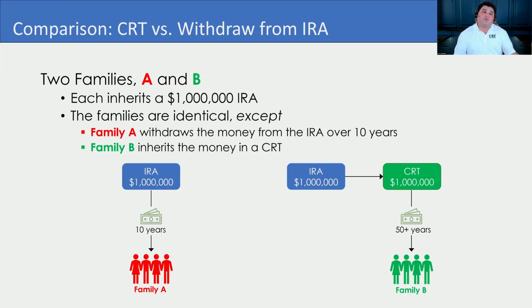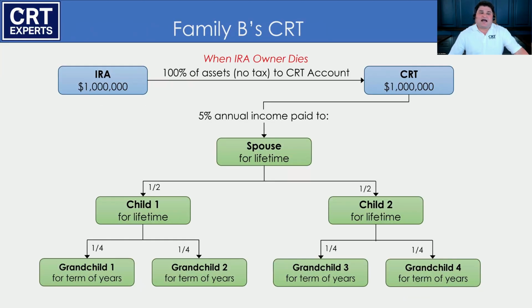In our example here, we have family A, who's going to take the IRA assets during the 10-year window, and we have family B, who's going to use a CRT to replace the stretch. Everything else is the same. We have $1 million IRA and anticipated funding for the CRT. So first, let's look at how we're going to structure this CRT.